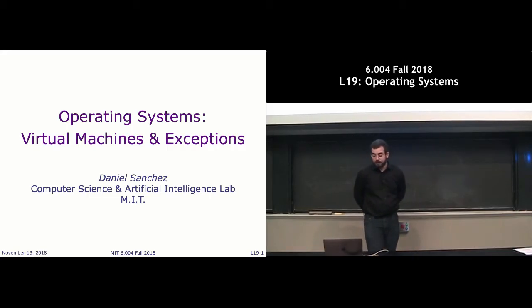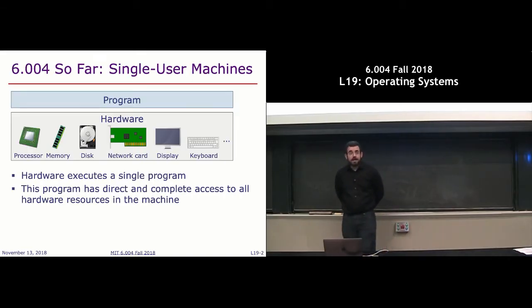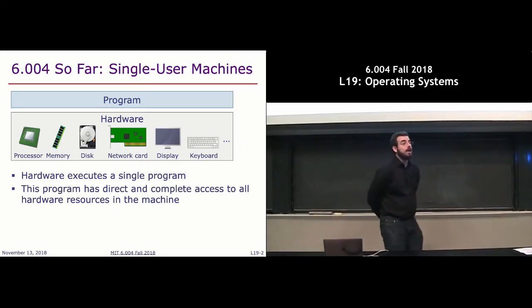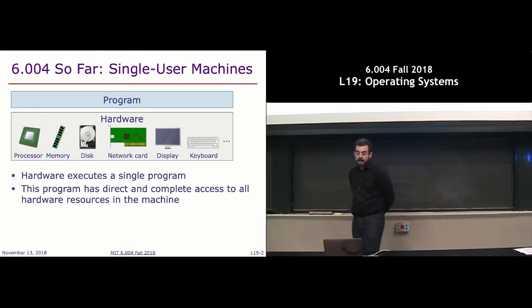Broadly speaking, in 6004 so far, we've built machines, processors that run a single program at a time. There's some hardware, the processor we've designed over here. We've looked at the memory hierarchy, and then, as you know, systems have all sorts of I/O devices: hard drives, network cards, displays, keyboards, mice, other peripherals. We haven't talked a lot about those, but we will do that in a couple of lectures.